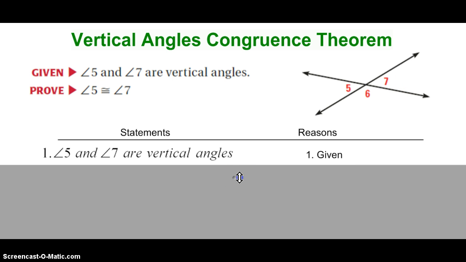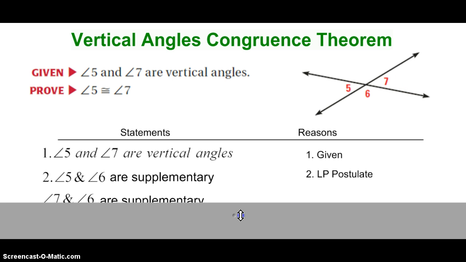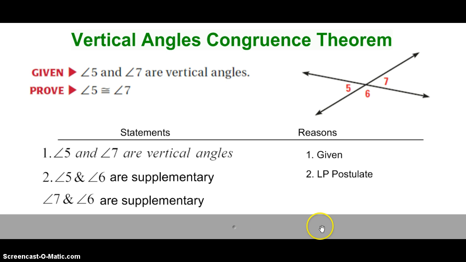So since they're a linear pair, we see that in the picture, we know that angle 5 and angle 6 are supplementary, and angle 7 and angle 6 are supplementary. And the reason for that is the linear pair postulate. Knowing that if two angles are a linear pair, they are adjacent and supplementary. That's a known fact, and we've talked about that. So the reason here is the linear pair postulate.